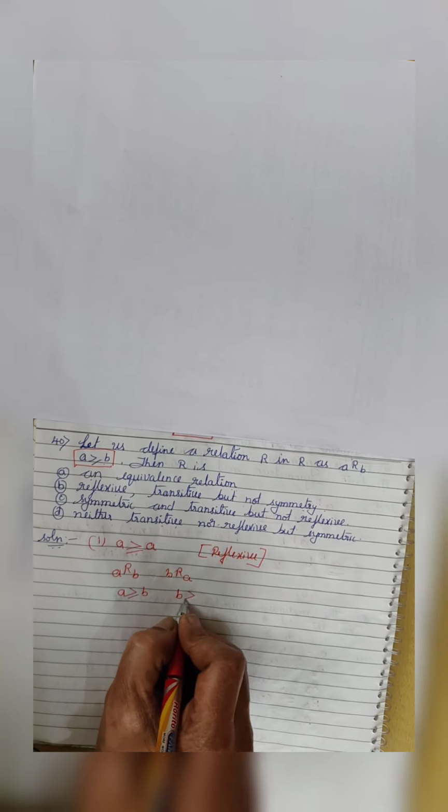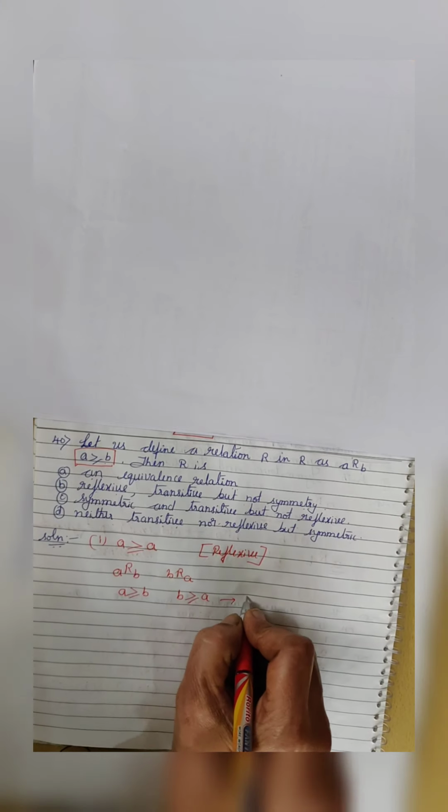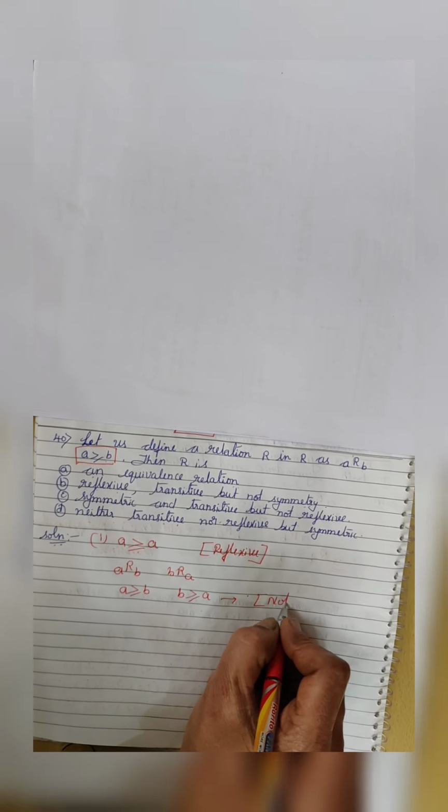We will take a look at symmetry. A related to B and B related to A. If A is greater than or equal to B, then B should be greater than or equal to A, which is not possible. So, not symmetric.